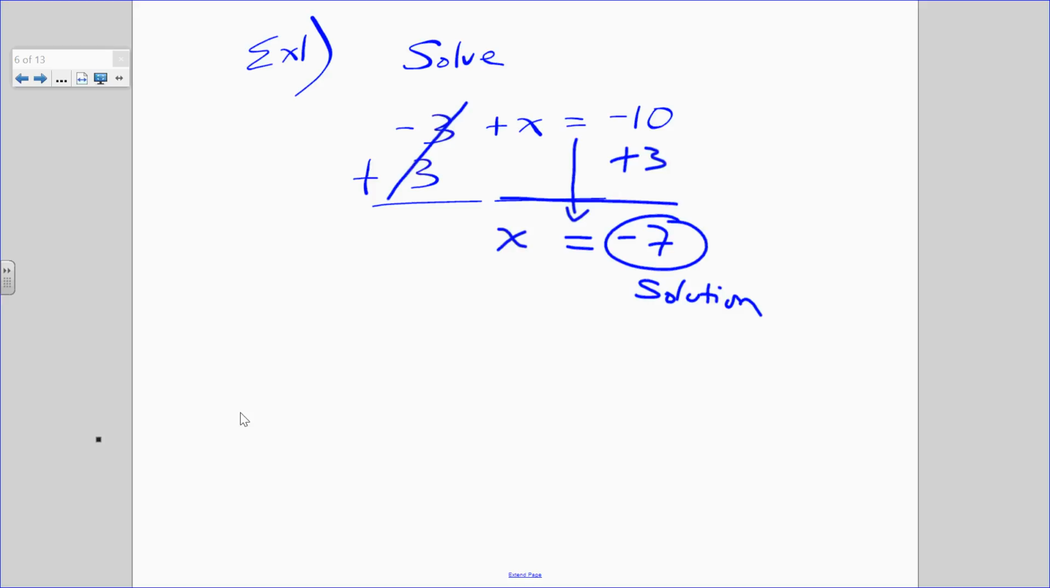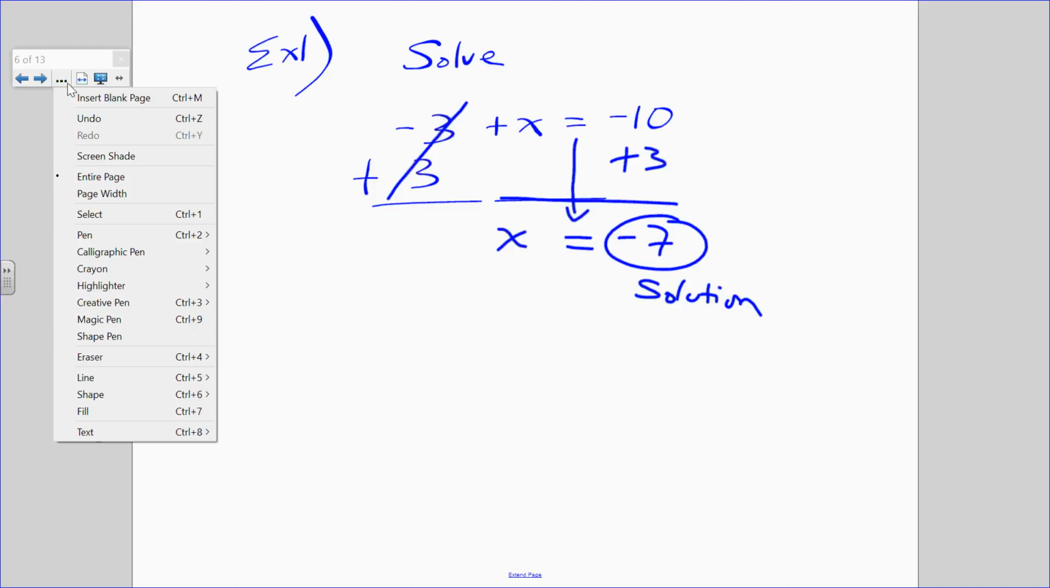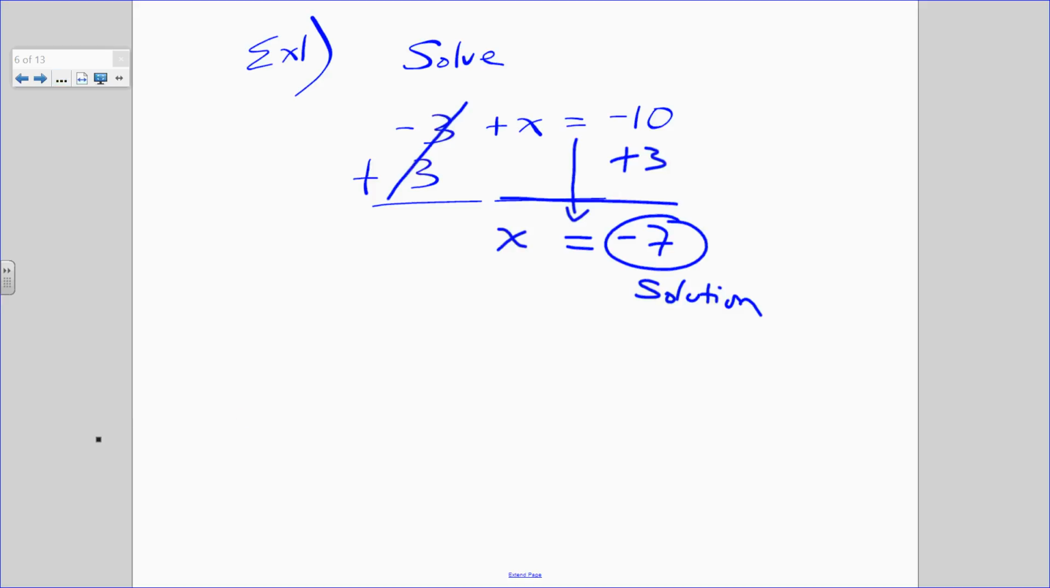All right, example 2. y divided by -3 equals 6.